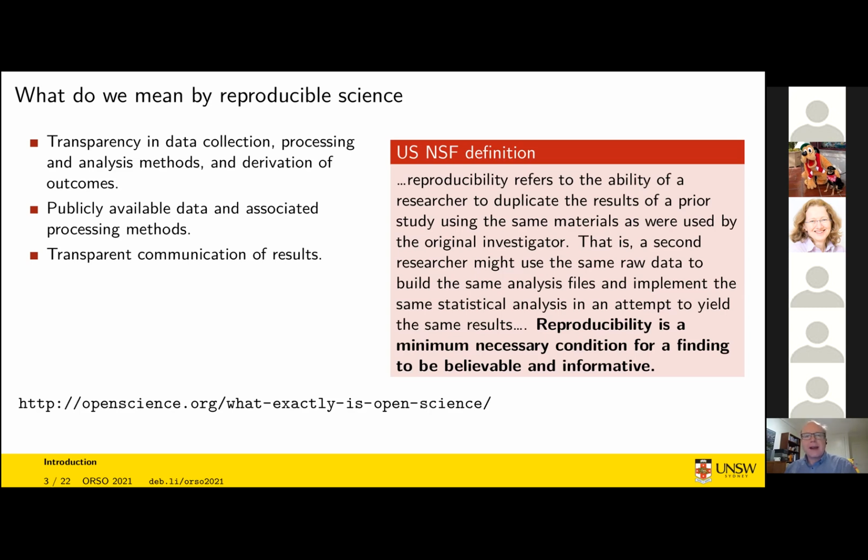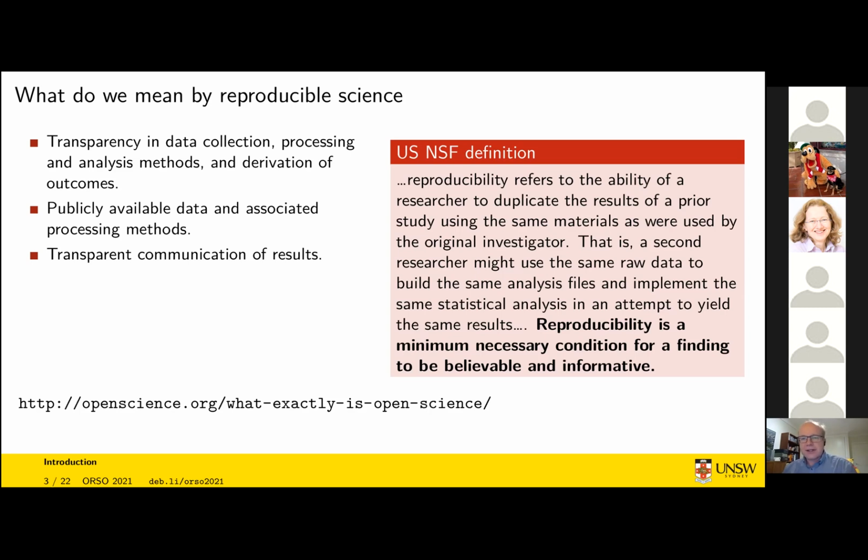So this is about how the data gets collected, how the data is transformed, processed, and analysed, and then how we get from analysis to logical conclusions and outcomes. So public availability of data at various steps in the pipeline of analysis is really important, and public availability of the processing methods is really important.